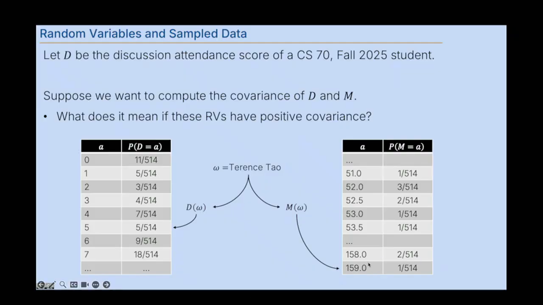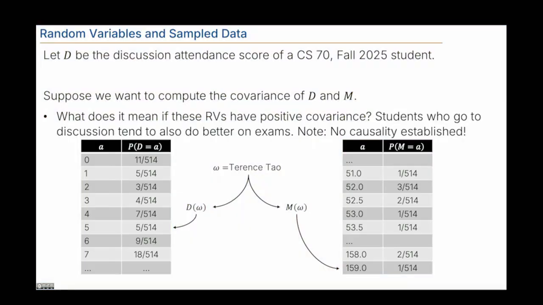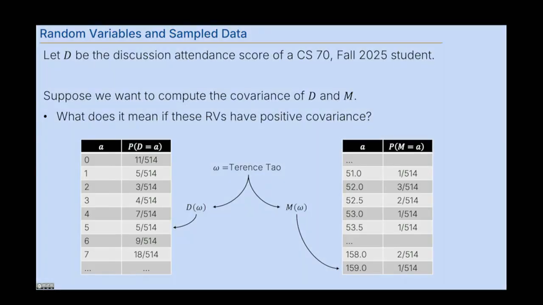And so a question like, what does it mean if these random variables have positive covariance? It means, philosophically, that the people who go to discussion are the people that score better on midterms. They move together, okay? Does it tell you that going to discussion makes you do better? No. Why? What's the plausible hypothesis for why discussion might not actually be helpful?